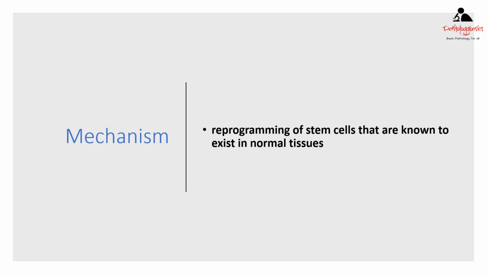What are the mechanisms of metaplasia? It is because of reprogramming of stem cells. You know that stem cells are the ones which can differentiate into various other tissue types, right? They are present in almost every organ. Because of the stimulus, like acid reflux in Barrett's esophagus, it causes reprogramming of stem cells. So now the stem cells, instead of producing squamous epithelium, start producing columnar epithelium.